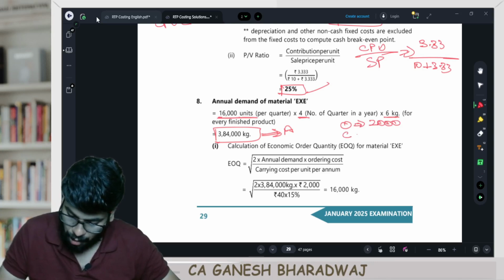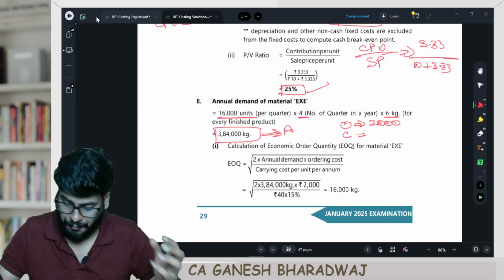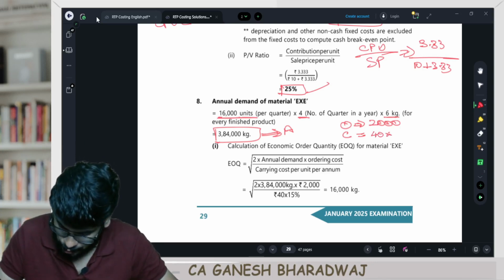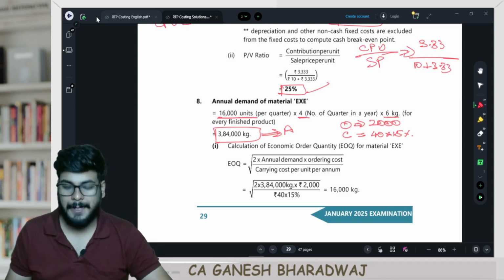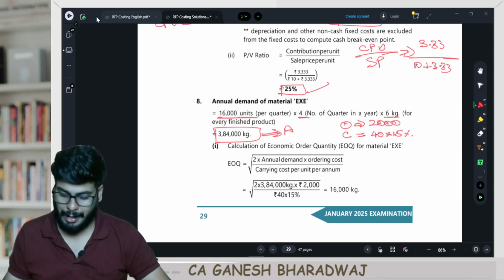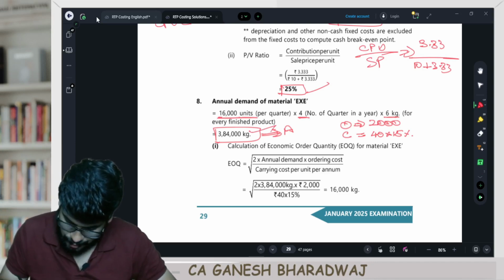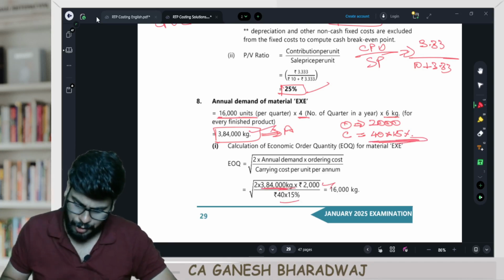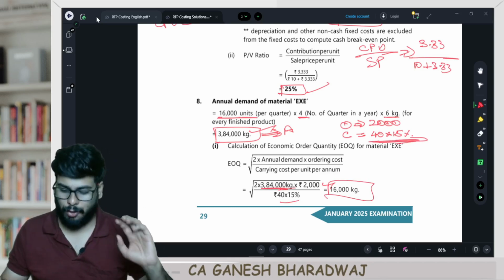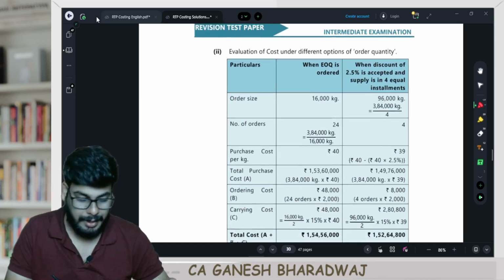And carrying cost per unit per annum is how much? It's going to be 15% on what? On 40 rupees. So 40 rupees into 15%, that's going to be your carrying cost per unit per annum. Right? So EOQ, the formula is root of 2 AO by C. So root of 2 into A, which is 384,000, into O, 2000, divided by C, which is 40 into 15%. So you get an EOQ of how much? 16,000 kgs. Very simple. Now, what have they said?